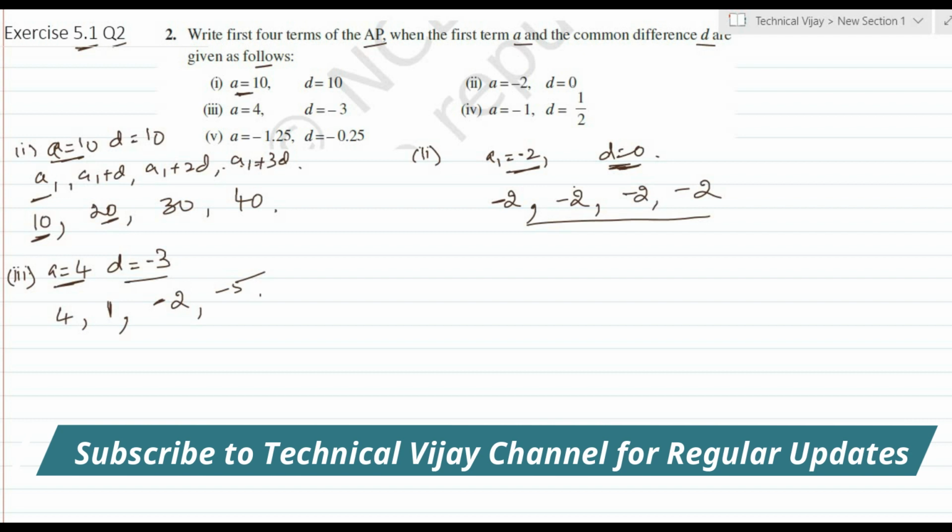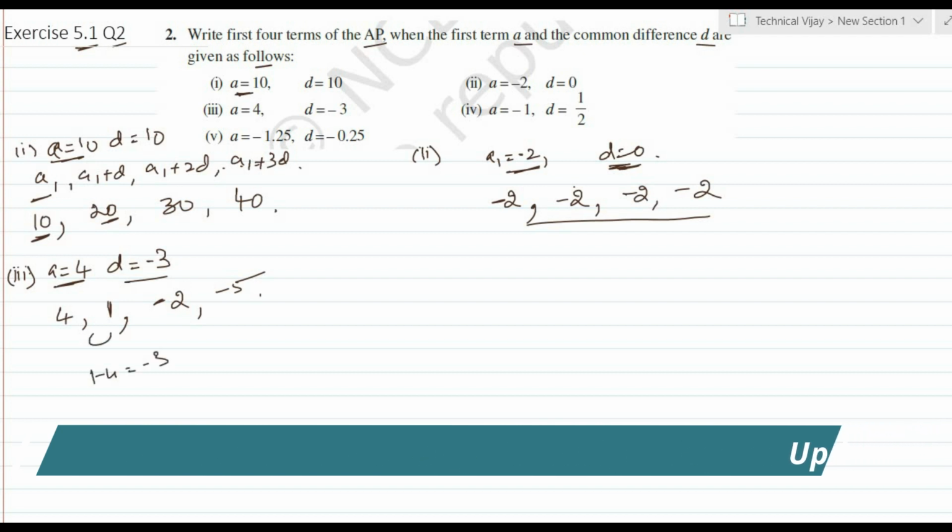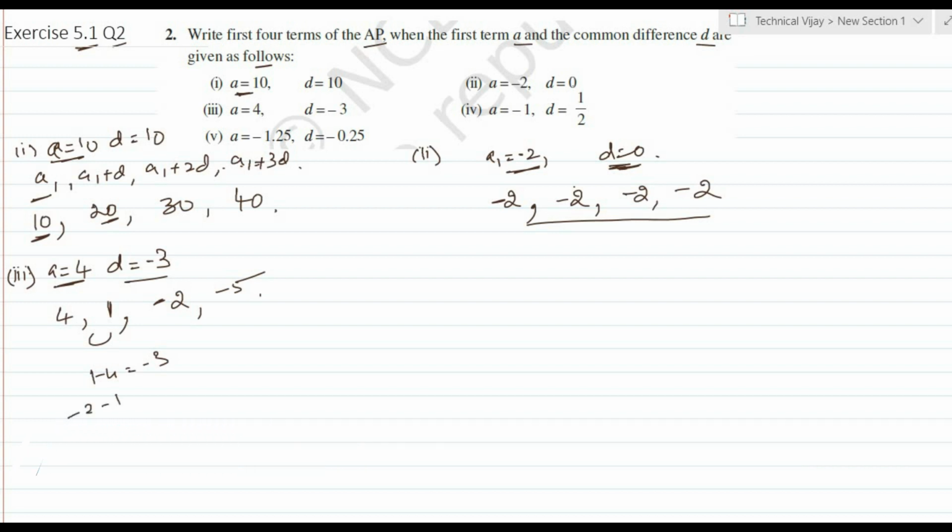If you want to check this one, you can see here 1 minus 4, which is equal to minus 3, minus 2 minus 1, which is equal to minus 3, minus 5 minus of minus 2, which is equal to minus 5 plus 2, means minus 3. See here you observe this common difference is the same along the series, so hence it is in AP, and also we have checked, and this is correct.